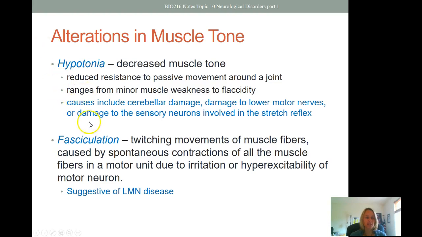A fasciculation is a twitching movement of muscle fibers, and this is caused by spontaneous contractions of all the muscle fibers in a motor unit. This occurs with irritation or hyperexcitability of a motor neuron. This is also suggestive of lower motor neuron disease.